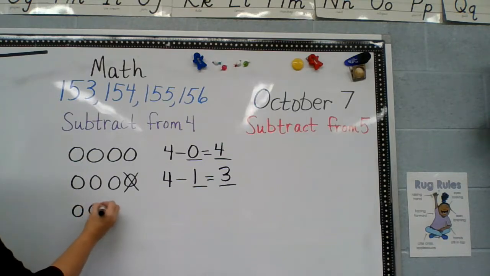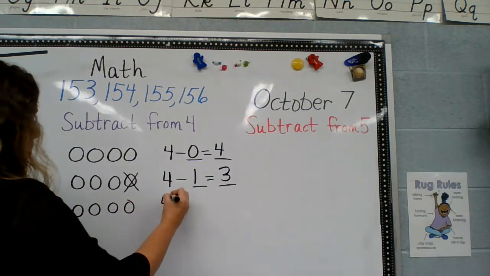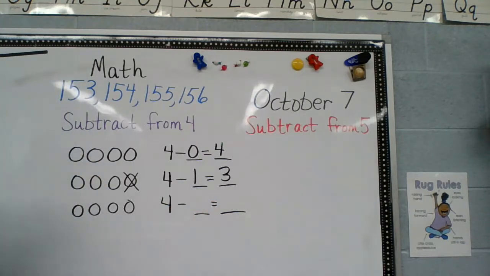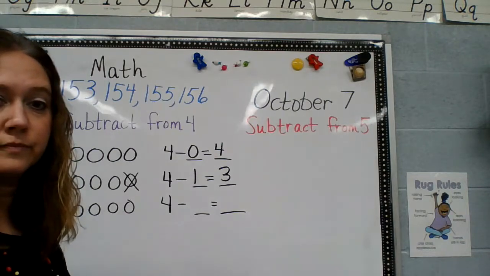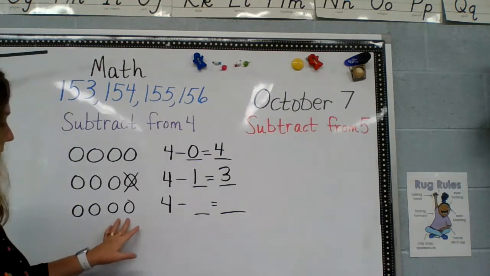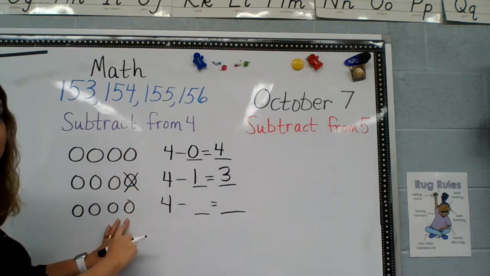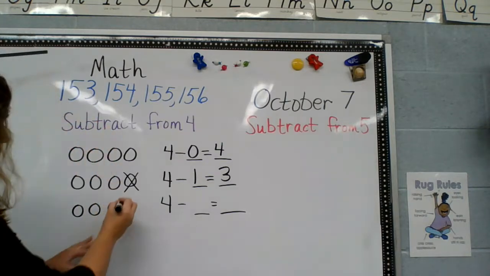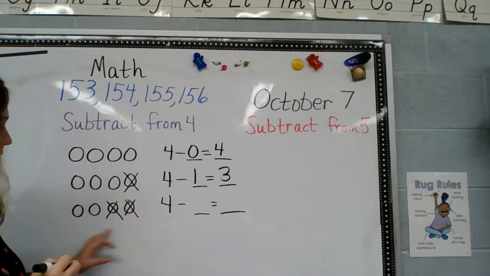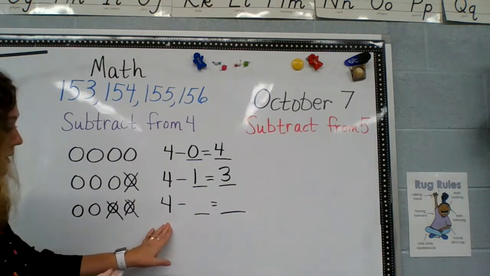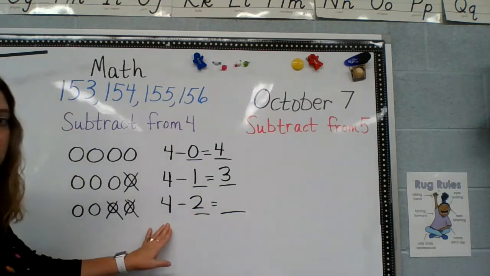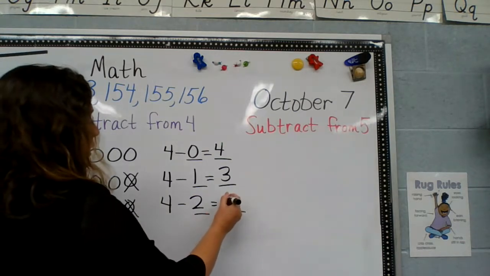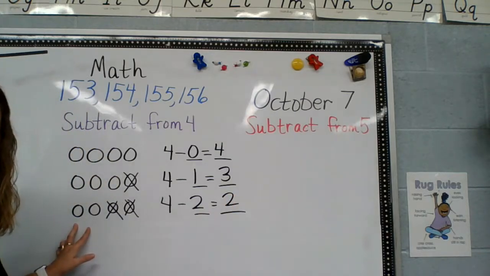Okay, we're going to draw 4 again and make the number sentence: 4 minus blank equals blank. This time, we crossed off 0, we crossed off 1. I bet you know, how many are we going to cross off? 2. So we started out with 4. We crossed off 2. How many are left? 2. So 4 minus 2 equals 2.